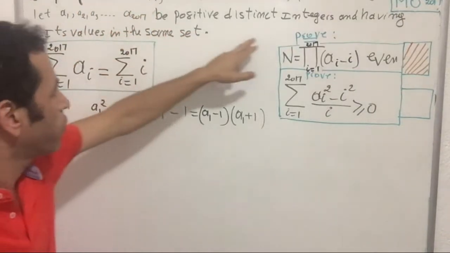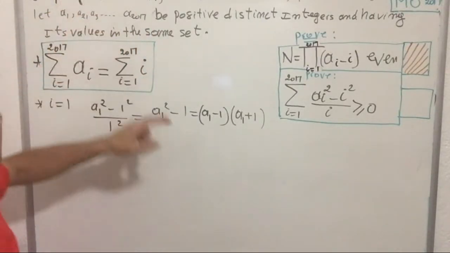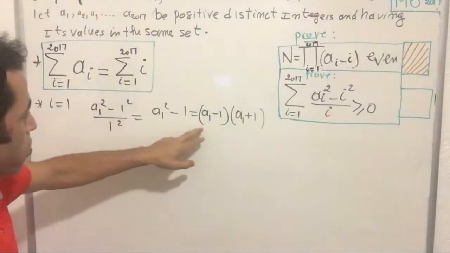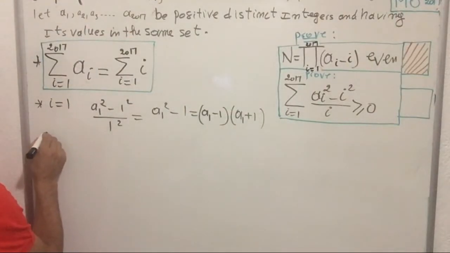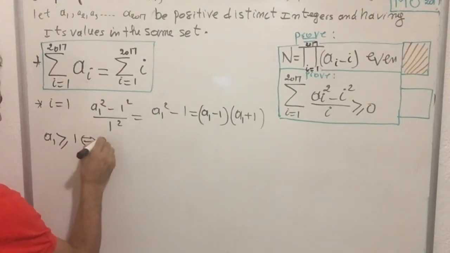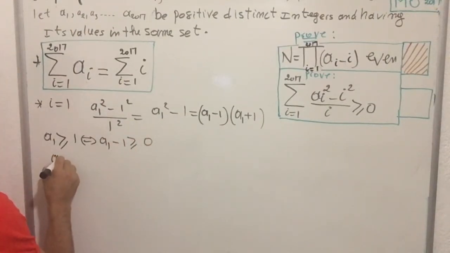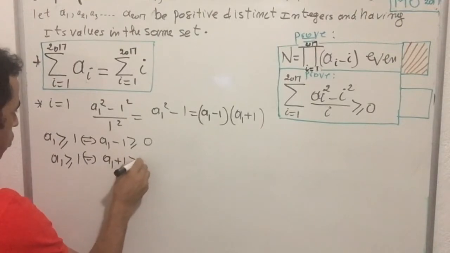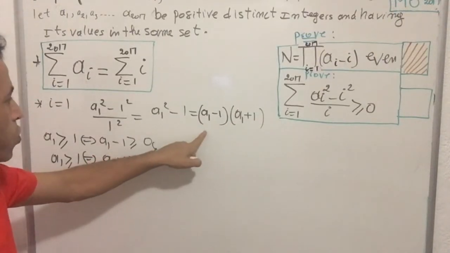Since all the values of these integers, distinct numbers, are in the same set, that means it will take one of those values. The minimum can take number 1, that means a sub 1 is always superior or equal to 1. Since a sub 1 is superior or equal to 1, equivalently a sub 1 minus 1 is superior or equal to 0, and also a sub 1 plus 1 is superior or equal to 0. So since these numbers are positive, we are going to do the product of this one.